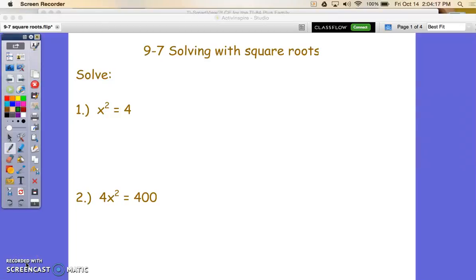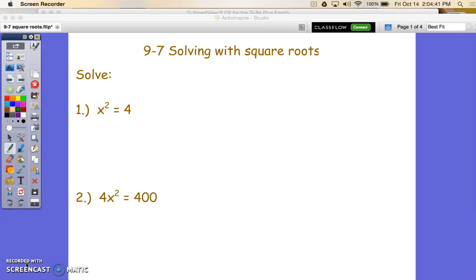In section 9.7, we're going to take a look at solving quadratics with square roots. Now, we already know how to solve them by graphing. We are essentially looking for the x-intercept where it crosses the x-axis. We also know how to solve them by using factoring, which we learned back in section 9.6. Now, this way is actually extremely easy to do, assuming the problem is set up in the right way.